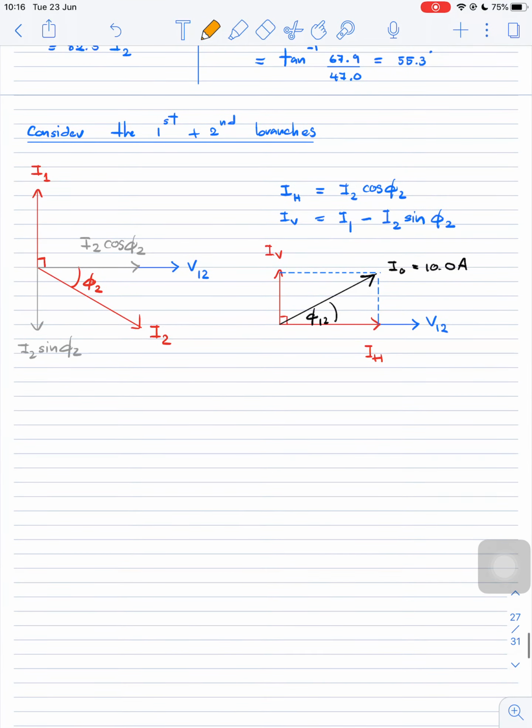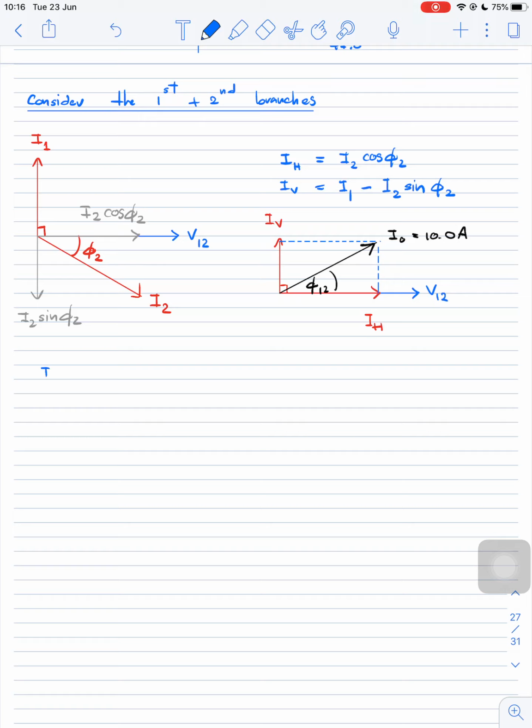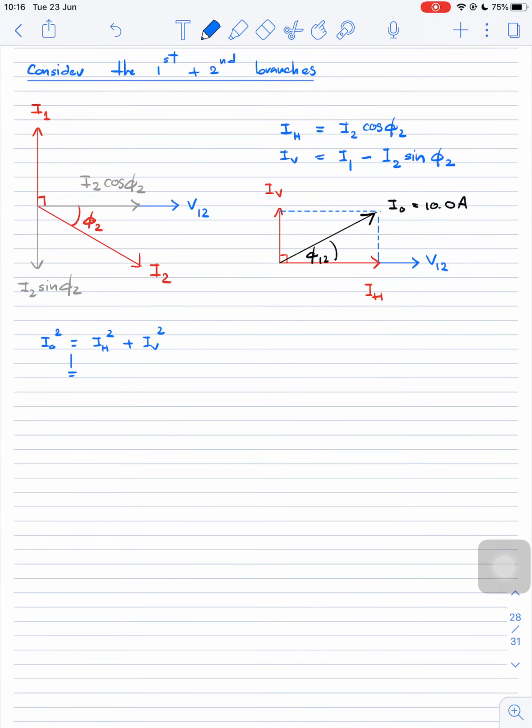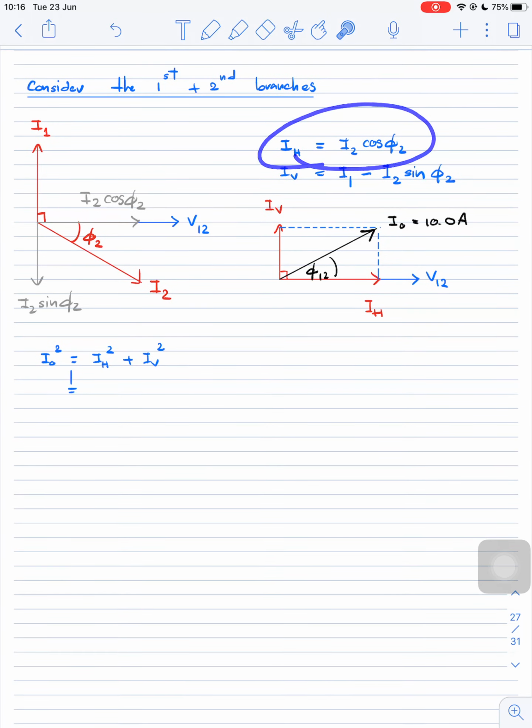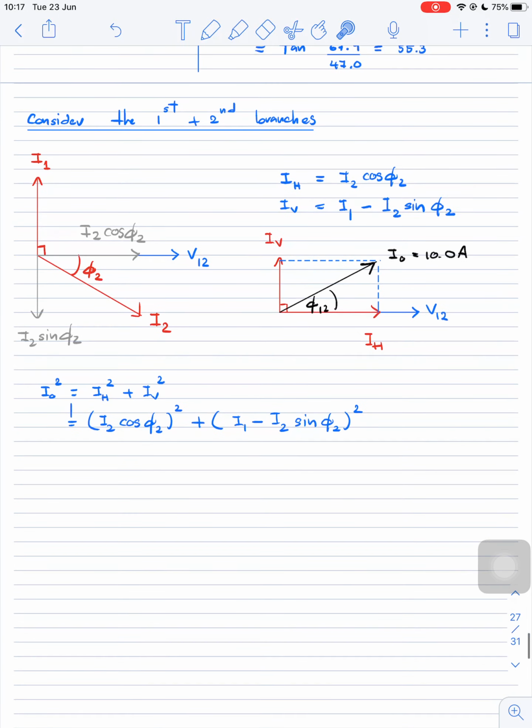So now we can get that the I naught square is going to be equal to the IH square plus the IV square. The IH is equal to the I2 times the cosine phi2, squared, and then plus the IV, which is the I1 minus the I2 times the sine of the phi2, squared. Now the question is, can we simplify this thing? The answer is yes.